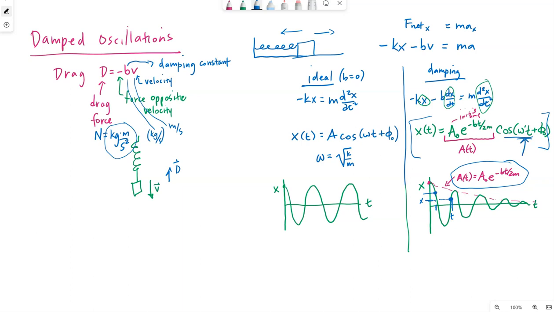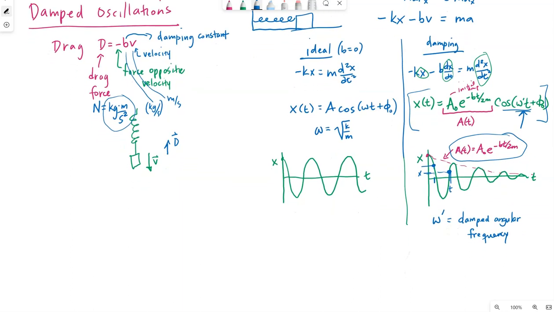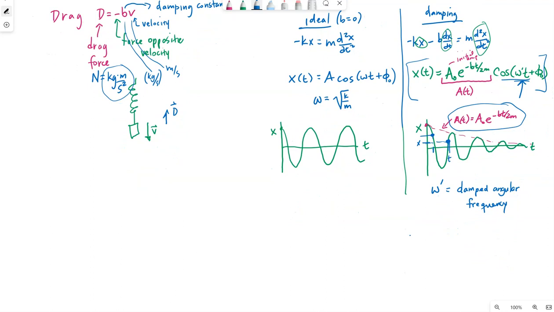Now notice in this cosine portion, we have this omega prime. All that means is the damped angular frequency, the rate at which the system oscillates, which is affected by the damping constant. So that equation looks like this.